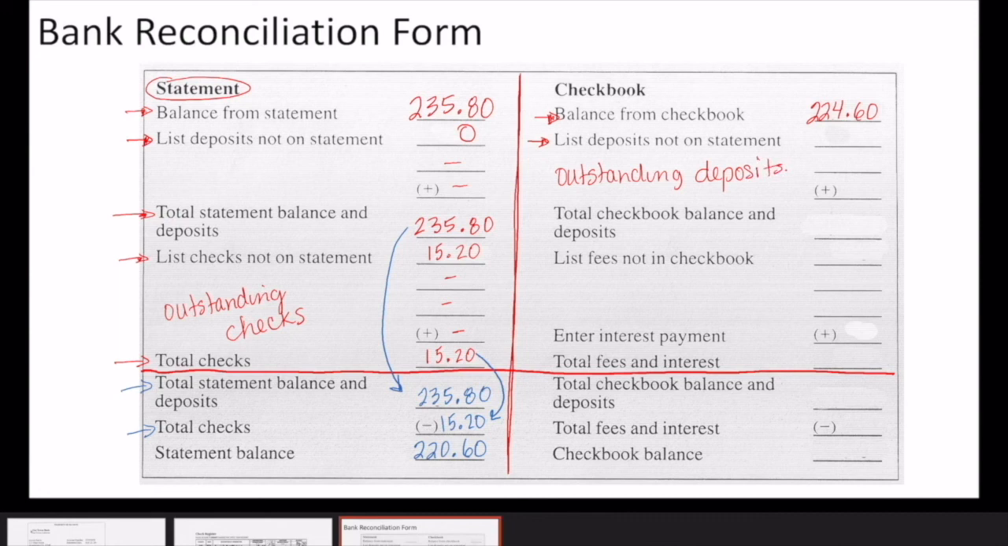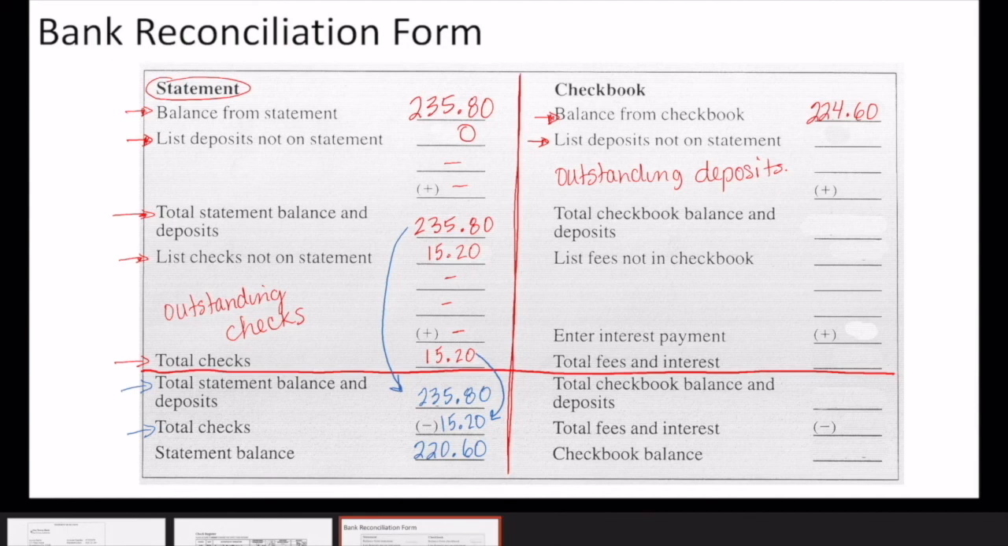Remember, those are the ones that you've already entered into your checkbook, which means you've taken those deposits to the bank, but the bank hasn't recorded it yet on your bank statement. The reason why sometimes that happens is maybe you took your check to the bank this morning, and when you got home, the reconciliation form and your bank statement was in your mailbox, so therefore they didn't have time to put it into your account.